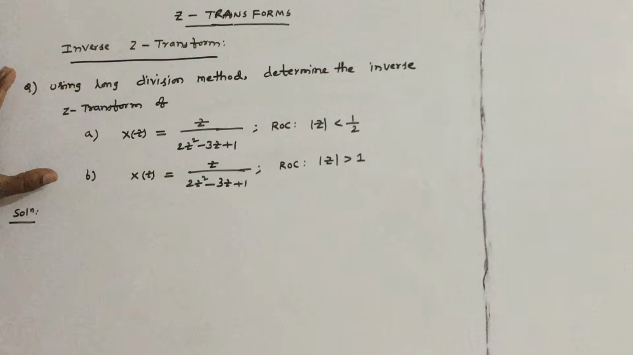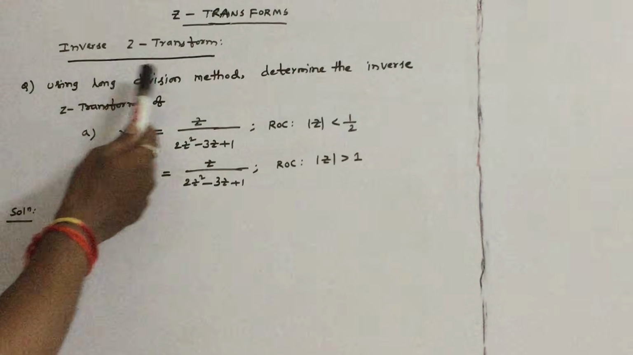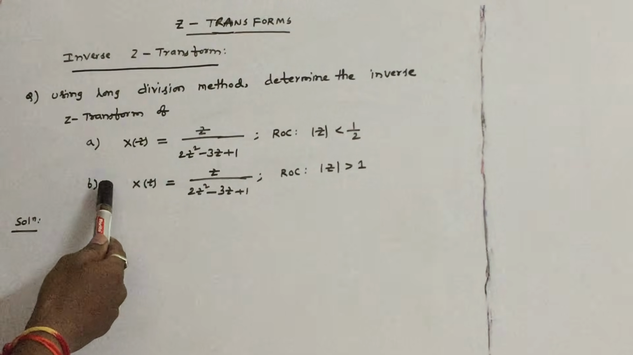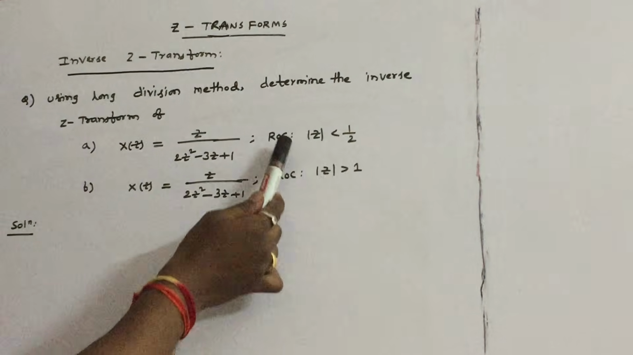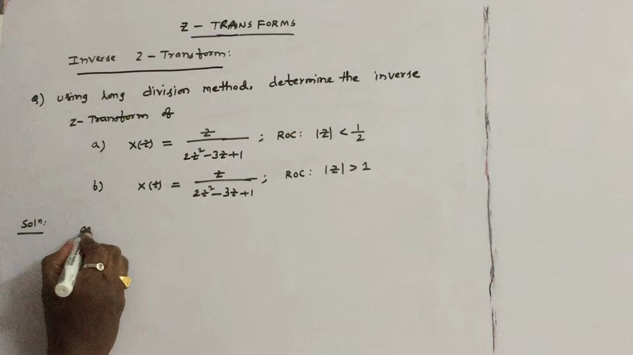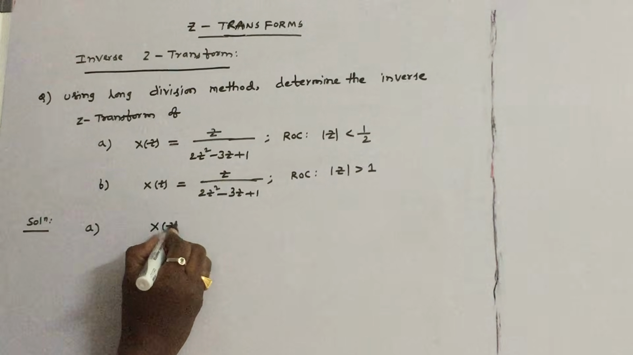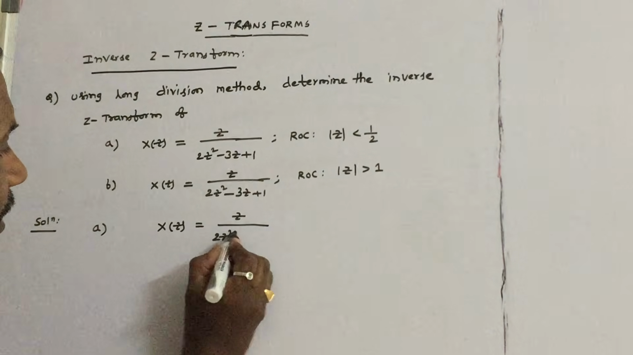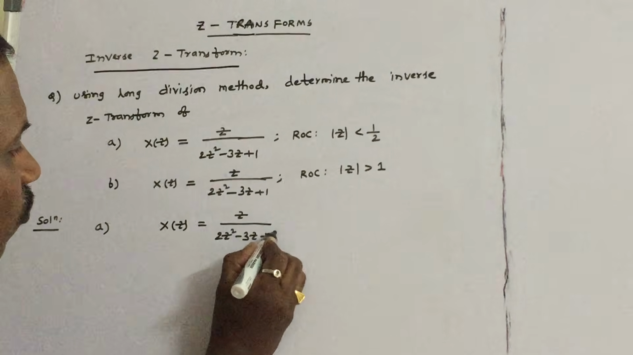Let us see one more example on long division method. Using long division method, determine the inverse z transform. Here two questions are given, but the regions of convergence are different. So let us see the first one. What is the given question? X of z is equal to z by 2z square minus 3z plus 1.